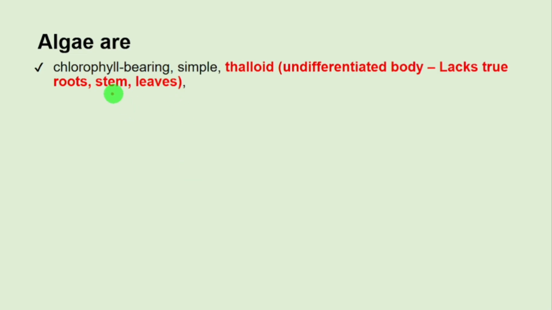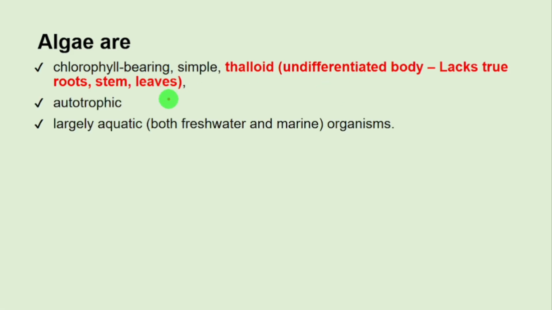Algae are chlorophyll bearing simple thalloid. Now what is the meaning of thalloid? Thalloid means undifferentiated body. So in algae you will not see true roots, true stem or true leaves. They are autotrophic because they are chlorophyll bearing, largely aquatic, both freshwater and marine organisms. So we will see brown algae and red algae, they are marine, and green algae are both freshwater and marine.